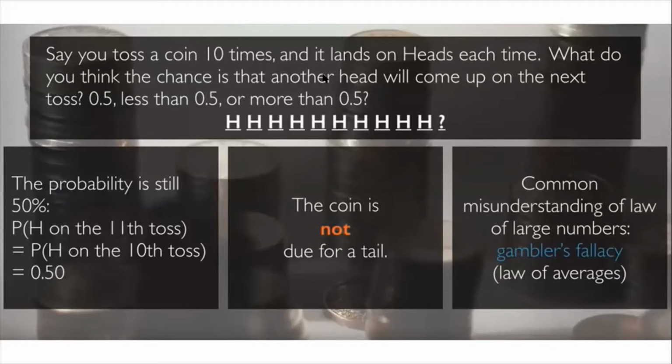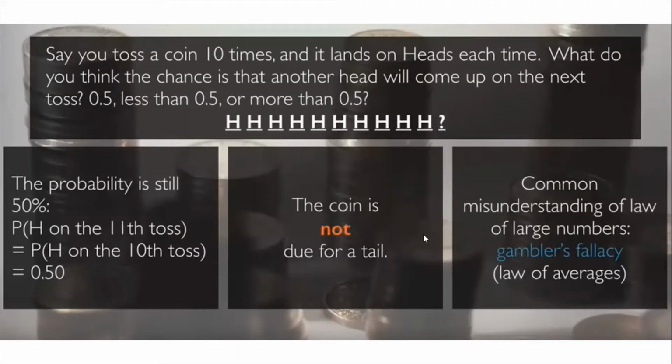It is very common when you do something as gambling. The probability is still 50 percent because you don't know which will turn up, head or tail. So the probability of getting head on the 11th toss is the same as the probability of getting head on the 10th toss, which is half. And because the coin is not due, there is no due date.